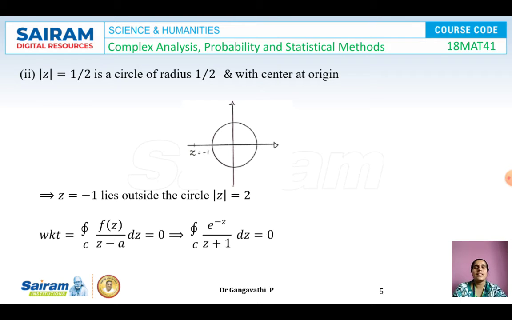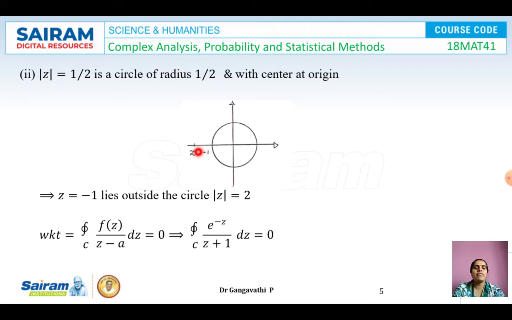So, now let us consider the second curve which has been given. The second curve given is mod z is equal to half. It means that mod z is equal to half is a circle whose center is at origin and radius is equal to half. Half is nothing but 0.5. So let us draw a circle. In this circle, the radius from origin to this point is only 0.5, half. So obviously this side also it is 0 to 0.5.